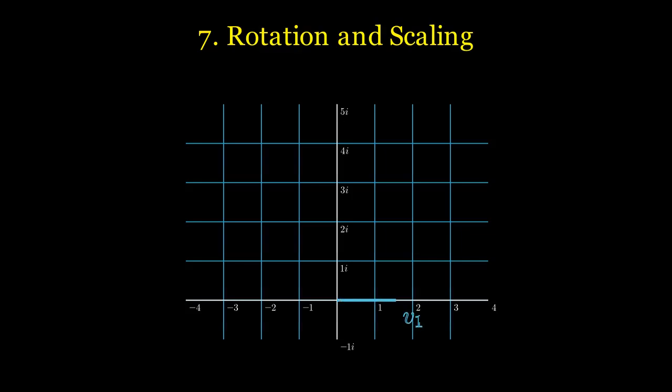This explains why multiplying by i rotates a point by exactly 90 degrees. The number i is at a distance of 1 and an angle of 90 degrees, e to the i pi over 2. Multiplying by i scales the vector by 1, doing nothing to its length, and adds 90 degrees to its angle. The mystery of the complex plane is solved.